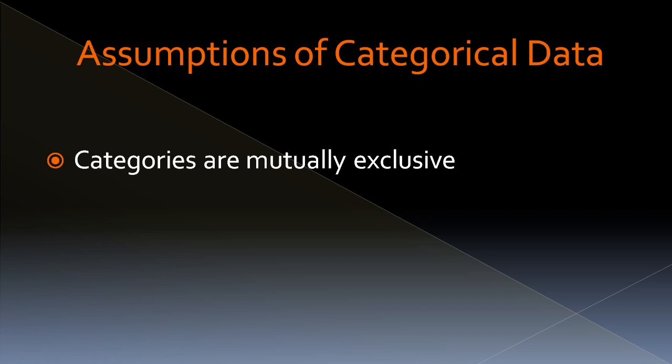If your categories are not mutually exclusive, then it becomes difficult in trying to analyze these data. There are ways in which we can do it, and there is a particular type of data that we'll come across later where categories are not mutually exclusive, and I'm going to show you how we deal with those later. But strictly speaking, categorical data, the categories must be mutually exclusive.